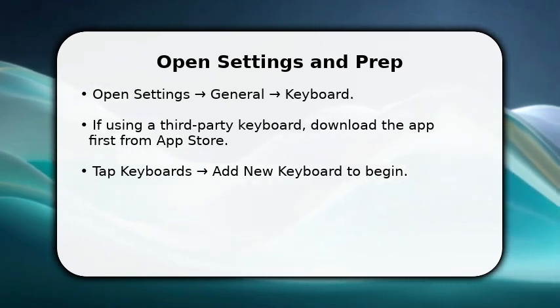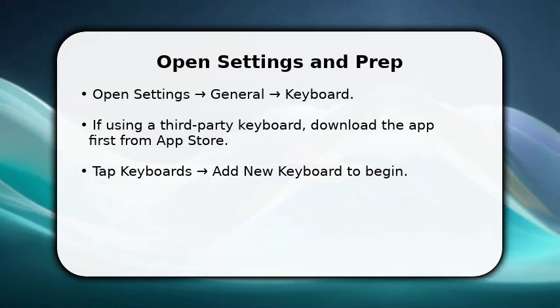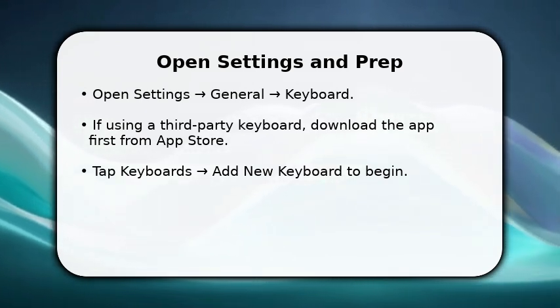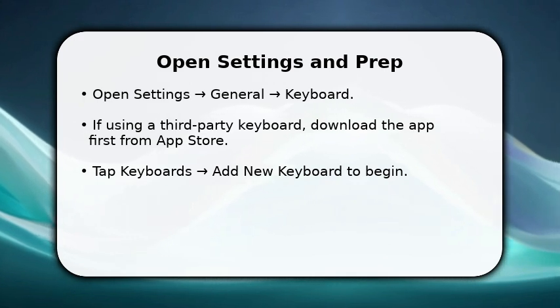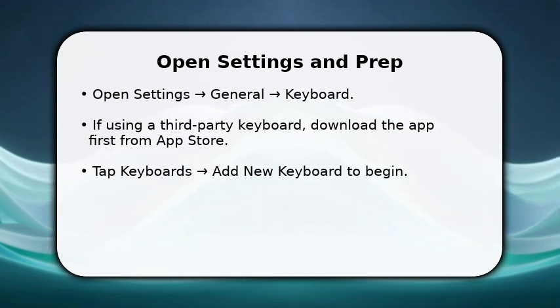Tap Add New Keyboard and select the keyboard you want, system or third-party, so it appears in your list. This begins the change. It's fast and makes the keyboard available across apps immediately. Once the keyboard is added, you need to configure it.